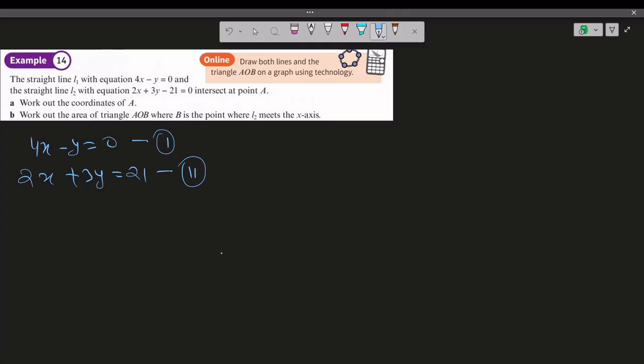These two lines intersect at point A. Let us find the point of intersection. In the last question, we used the method of substitution. This time, let us use another method to find the point of intersection, or solve two linear equations simultaneously, by equating the coefficients, or the elimination method.